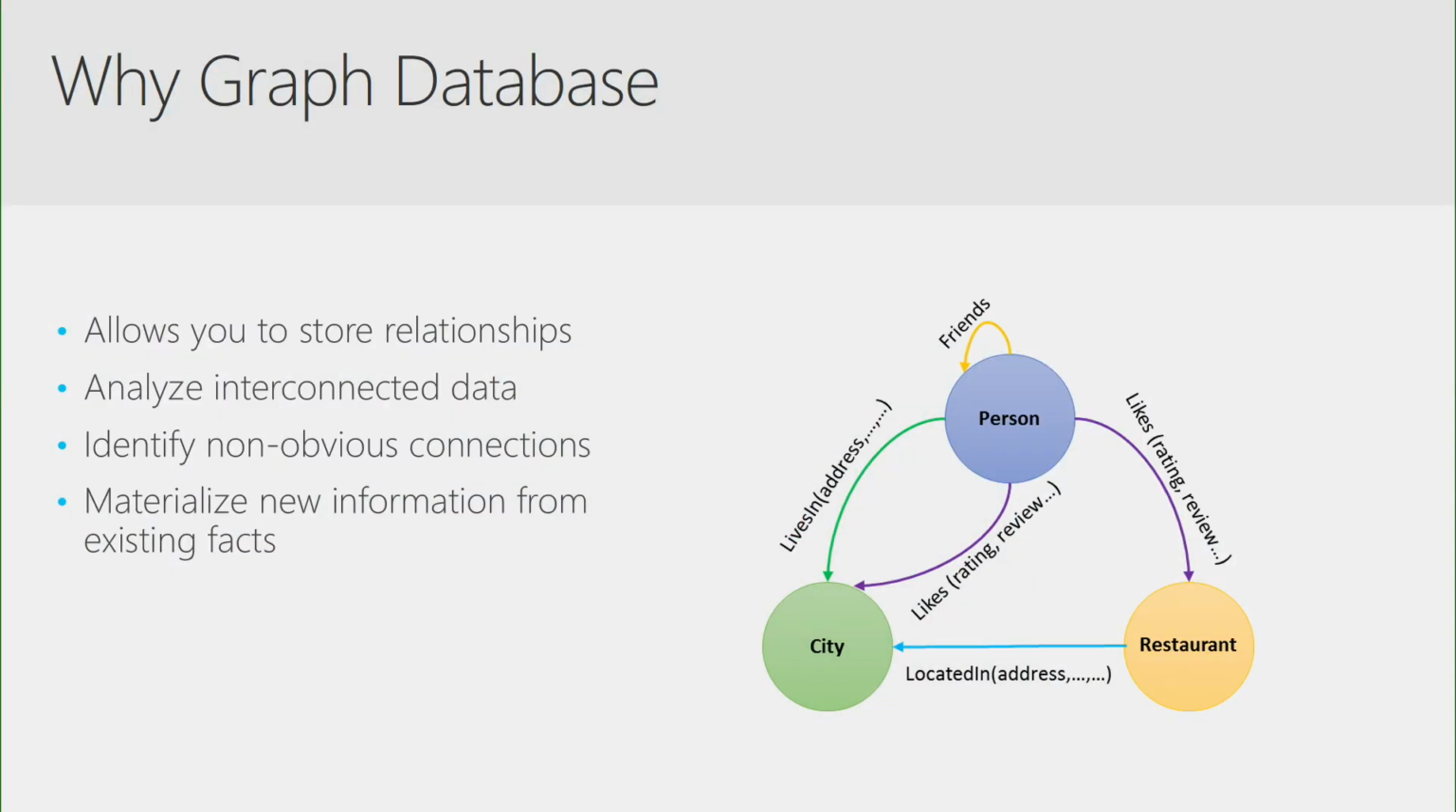They also allow you to analyze interconnected data and identify non-obvious connections in your schema, which helps you to materialize new information from existing facts. For example, let's say the coniferous tree in my backyard is a pine tree. And we know that a pine tree is an evergreen tree. From this information, I can draw a conclusion that the coniferous tree in my backyard is an evergreen variety.